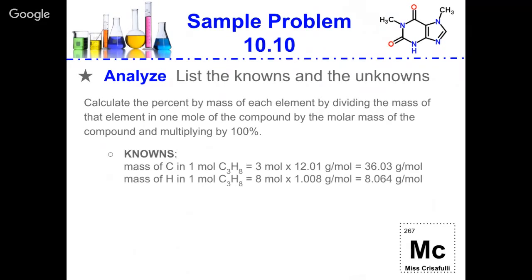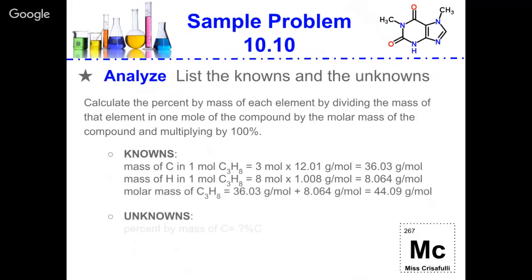Because we have 8 hydrogens, we're going to multiply the molar mass of hydrogen by 8. We're going to add that up together. And we don't know the mass percent of carbon and the mass percent of hydrogen.